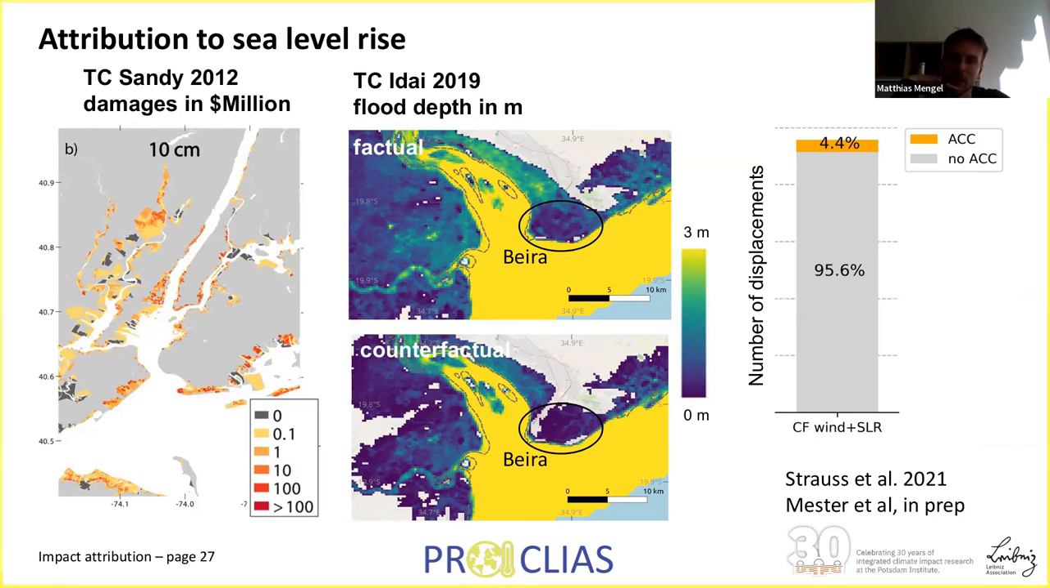Benedict, in this study, looked at the number of displaced people, and he could identify that we can trace back 4.4% of the displacement that actually occurred here to climate change, which I must say, in this combination, is not only sea level but a combined wind and sea level counterfactual. So these are studies that look at single events.